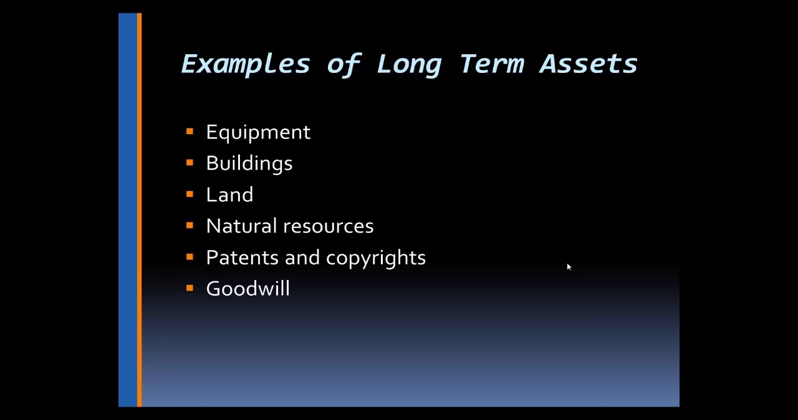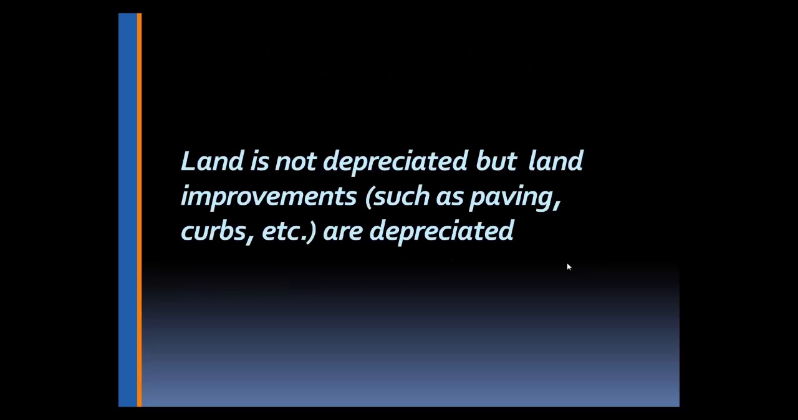Here are some examples of long-term assets: equipment, land, buildings, natural resources such as timber or coal mine or something of that nature, patents and copyrights, and goodwill. All of the other assets are depreciated or amortized with the exception of land. Land is not depreciated. It's considered to hold its cost throughout its useful life. However, such land improvements as paving, curbs, sidewalks, things of that nature are capitalized and depreciated over their useful life.